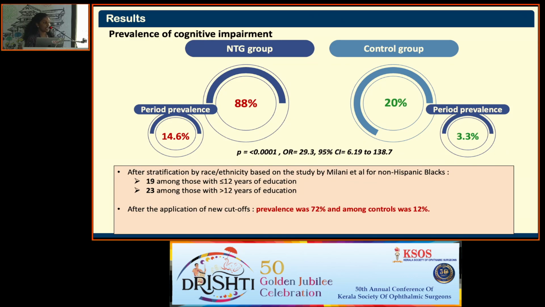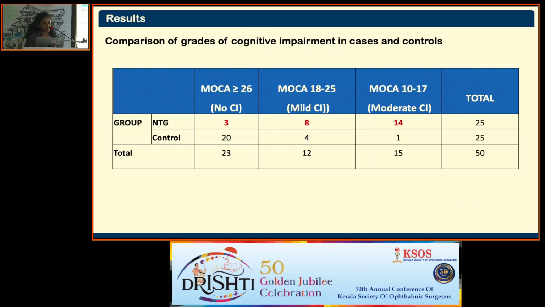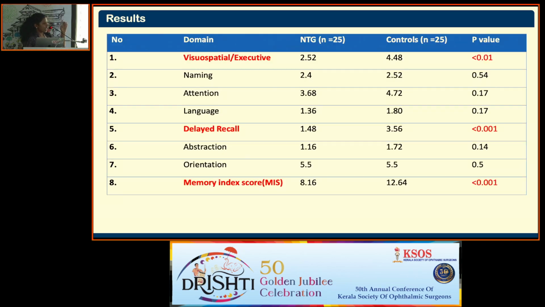Even after stratification for race and ethnicity based on the other study, the prevalence was still 72% in normal tension glaucoma and 12% in the control group. Among the 25 NTG patients, we had 14 with moderate cognitive impairment, 8 with mild cognitive impairment, and only 3 had no cognitive impairment. Among the various domains affected, visuospatial executive functions, delayed recall of memory, and memory index score were found to be significantly lower in normal tension glaucoma as compared to the control group.